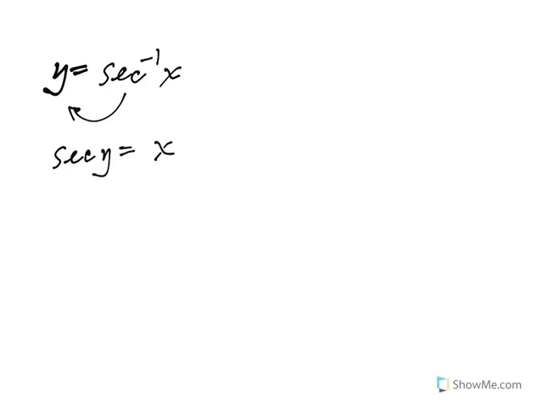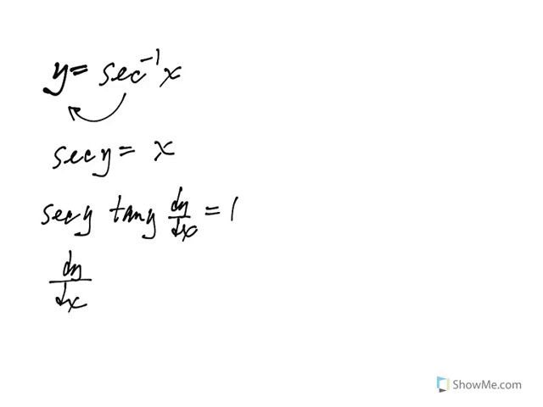All right, let's take a look at the arc secant. A similar process can be used with y is equal to the arc secant of x. So again, if I secant both sides, I get the secant of y is equal to x. And now if I differentiate the left-hand side, I get the secant of y, tangent of y, dy over dx is equal to 1. So my dy over dx, if I solve for it, gives me 1 over the secant of y, tangent of y.